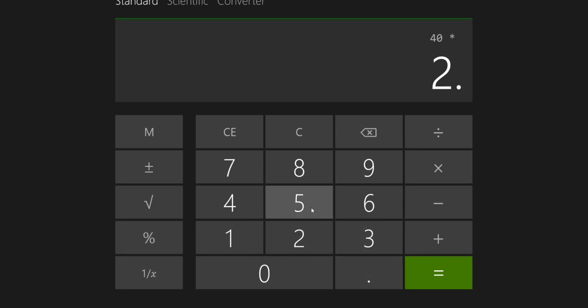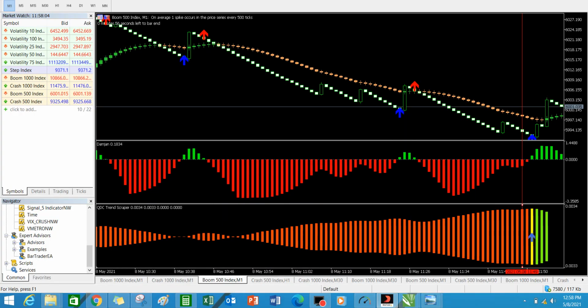It all depends on your trading capital, on your lot size and your trading capital. This actually gave us $100. Isn't that amazing? Isn't that amazing? So that is how you can do this easily without any hiccups.